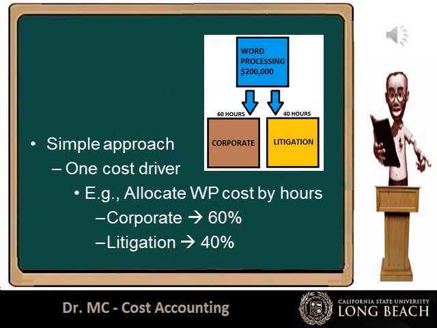One way that the law firm could allocate the cost of the word processing department to the production departments is to use one cost driver. In our example, assume that the word processing department allocates its cost to the production departments using the hours worked as the cost driver. If that is the case, then the corporate department would be allocated 60% of the cost to run the word processing department, and the litigation department would be allocated 40%.